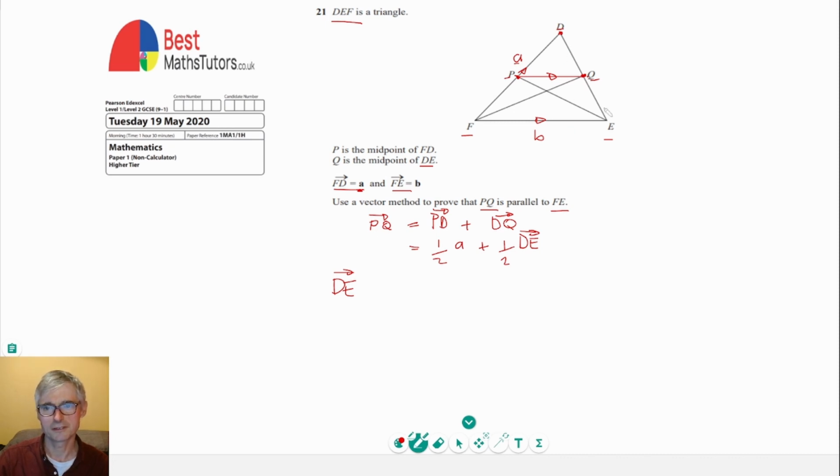So DE, because we can't go straight across from D to E, we can take any alternative route. Well, we know really that DE is going, first of all, we could do DF and then go F to E. And what we do know is that DF is actually the opposite direction to FD. So because it's the opposite direction, we can actually say that's minus A, because FD was A, going in the opposite direction of the arrow there. We're going to go minus A in that direction. And then FE is actually B. So that's minus A plus B.